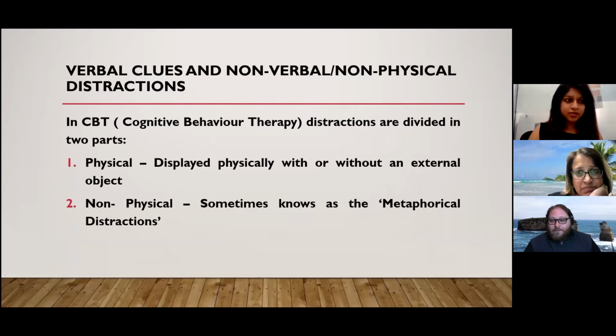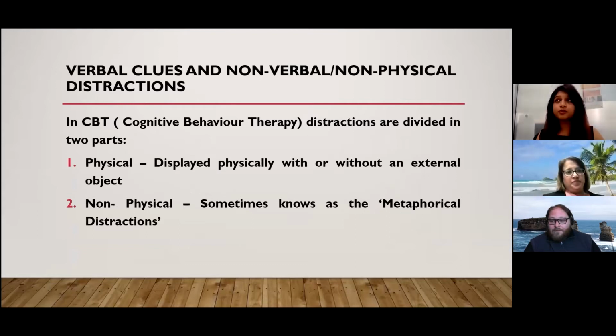So distractions can be verbal and they can also be non-verbal. The verbal clues are easy to see, easy to perceive, whereas the non-verbal clues can get slightly tricky to perceive. So in CBT, in cognitive behavior therapy, distractions are divided into two parts, as we already discussed. Physical, which is displayed physically with or without an object, and non-physical. And the non-physical one is also known as metaphorical distraction. Can anybody take a wild guess why it is known as a metaphorical distraction?